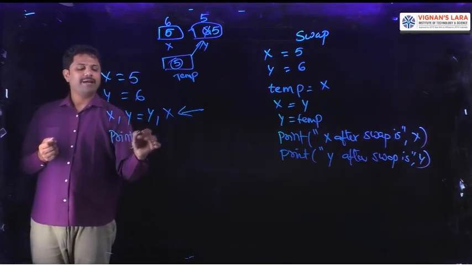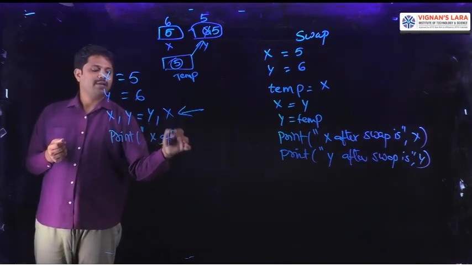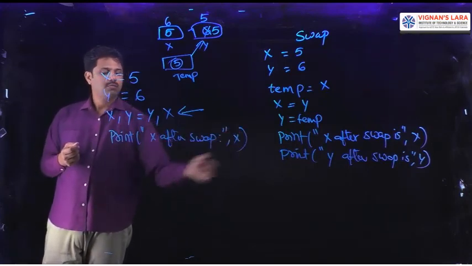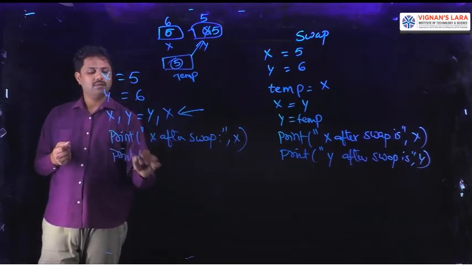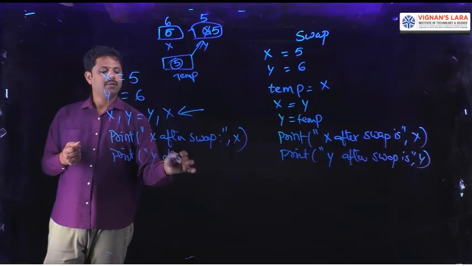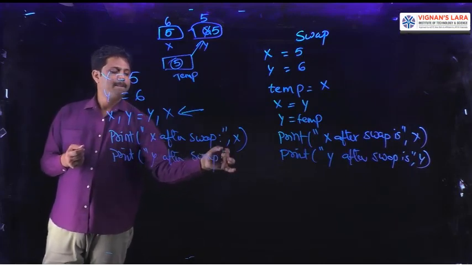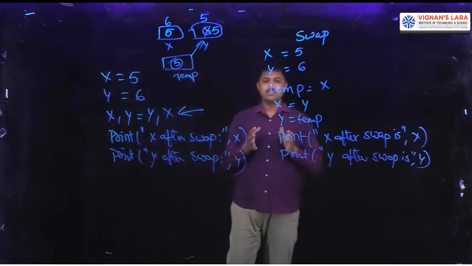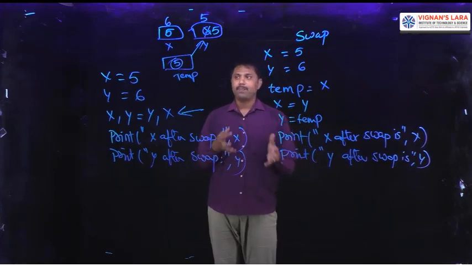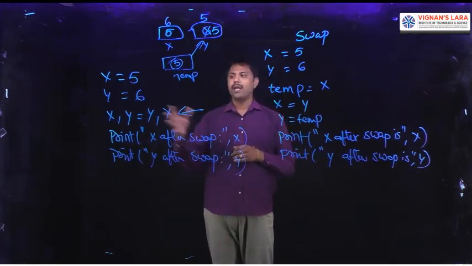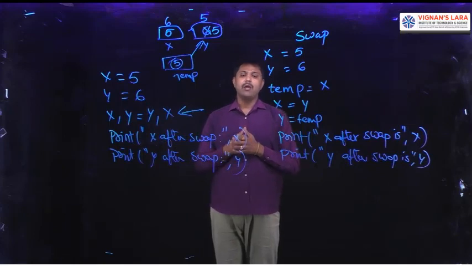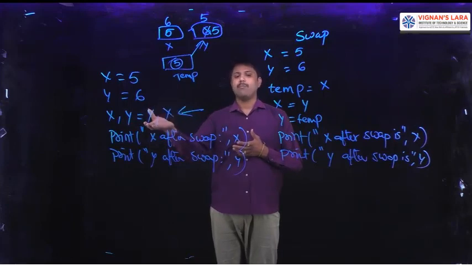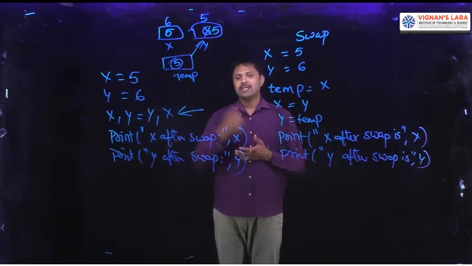After that, print x after swap is, and again print y after swap. So like this you perform it. These are the two different models we use for swapping. Here I am using a temporary variable, here I am not using any temporary variable. The second program is the best one, because here we use fewer variables.